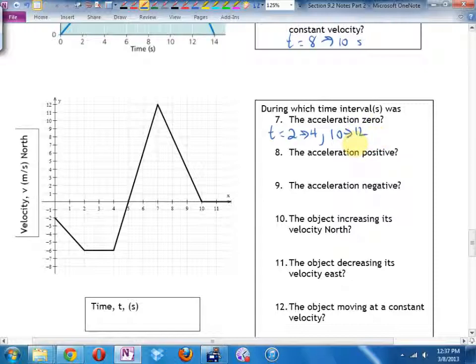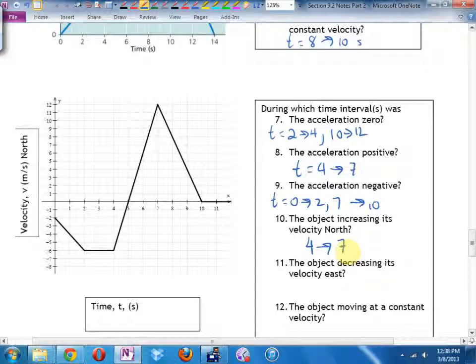Where is the acceleration positive? What time interval? From 4 to what? 7? Where is the acceleration negative? I think there's 2 intervals. 0 to 2 and 7 to 10. When is the object increasing its velocity north? 4 to 7. Yep.